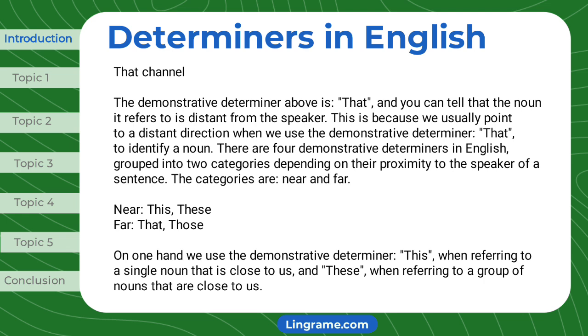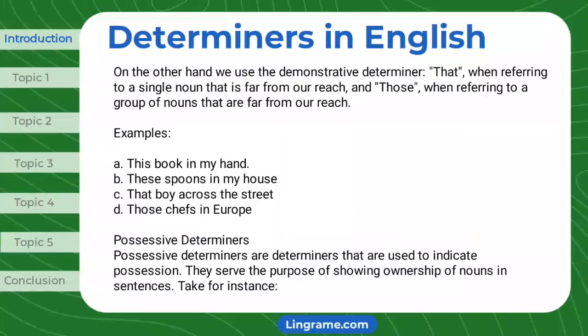On one hand, we use the demonstrative determiner, this, when referring to a single noun that is close to us, and these, when referring to a group of nouns that are close to us. On the other hand, we use the demonstrative determiner, that, when referring to a single noun that is far from our reach, and those, when referring to a group of nouns that are far from our reach. Examples: this book in my hand. These spoons in my house. That boy across the street. Those chefs in Europe.